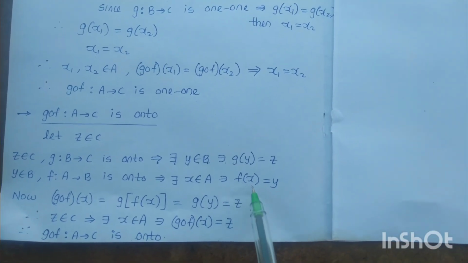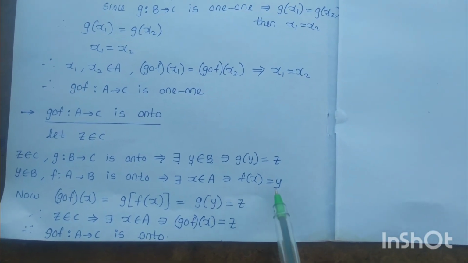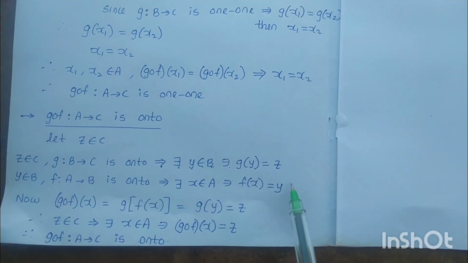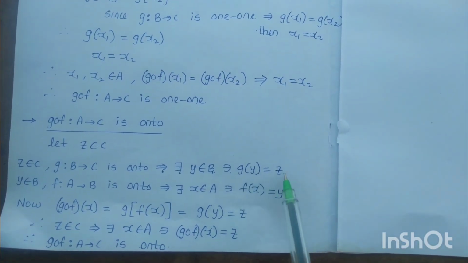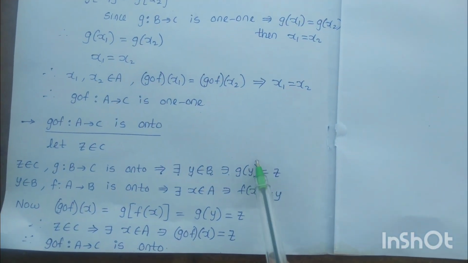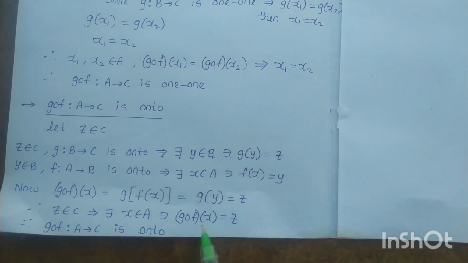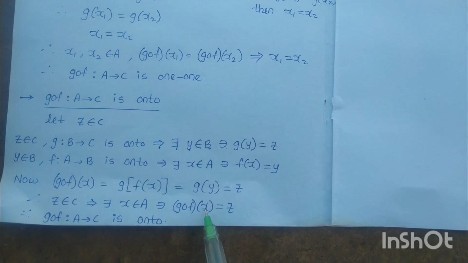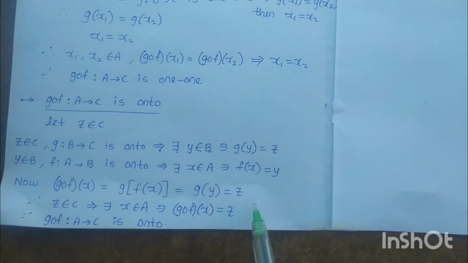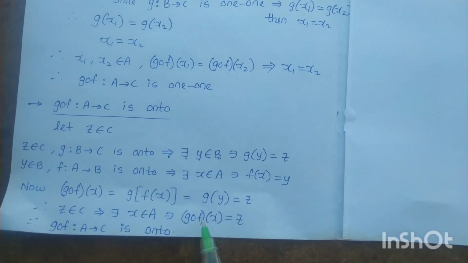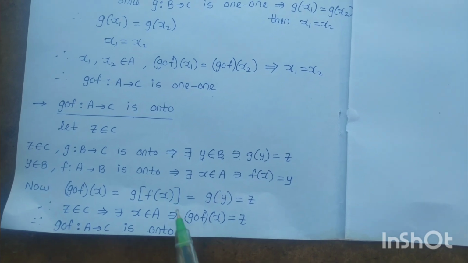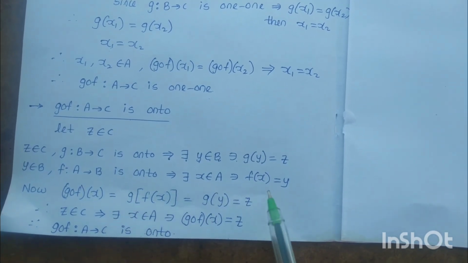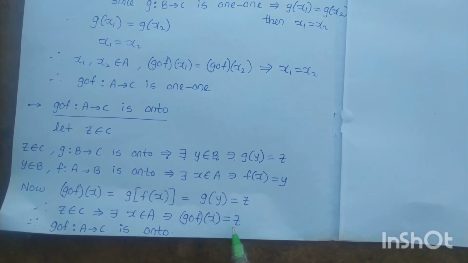Suppose f of x is equal to y, what is the meaning of this? x belongs to A, y belongs to B. g of y equal to z means what? y belongs to B, z belongs to C. Similarly, we got g of f of x is equal to z. That means x belongs to A and z belongs to C. So we directly got a relation from A to C. Okay, this is that relation.